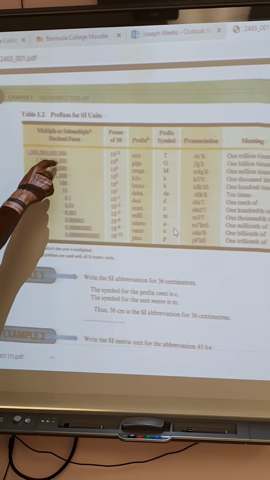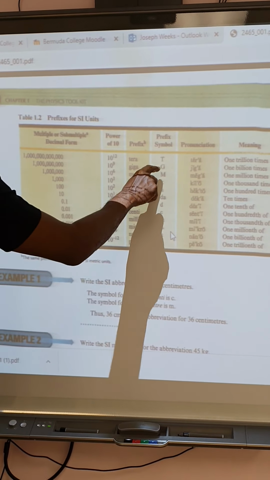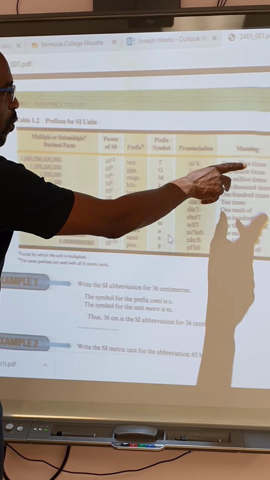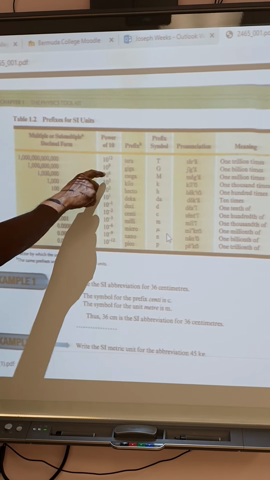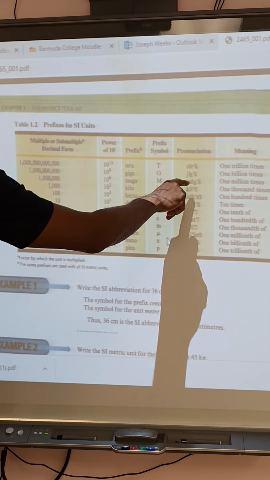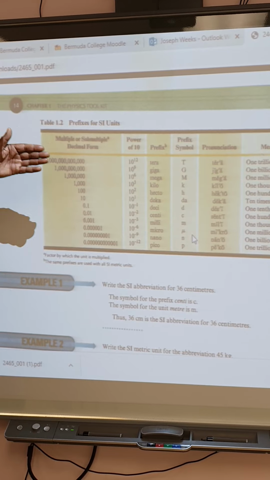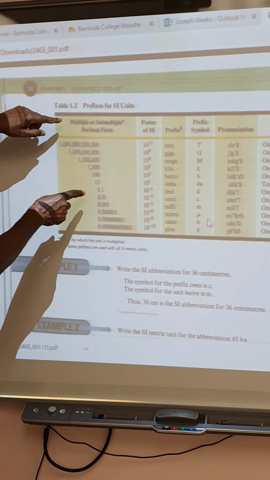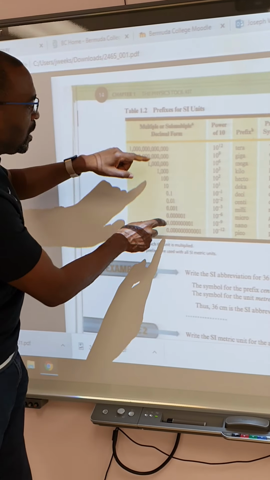Likewise for this, it's 3, 6, 9 zeros, that's 10 to the 9. That's your giga, capital G. They pronounce it giga, 1 billion times. 6 zeros, 10 to the 6 is mega, capital M, 1 million times. Okay, so basically, it just follows the same sequence. These are the multiples, anything greater than 1. Anything less than 1 are your submultiples.